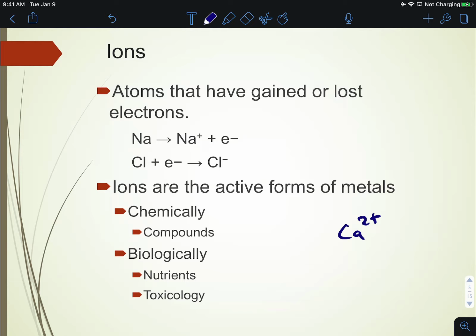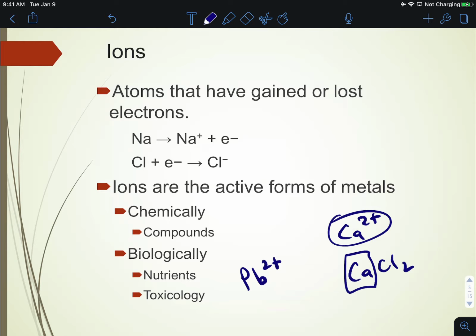When I think about a nutrient, you might take a calcium supplement because you're worried about osteoporosis, it might be in the form of calcium chloride. And this would dissolve in your stomach, and your body would ultimately collect that calcium in the form of calcium 2 positive to use it. And if I have a substance that has a toxicological effect like mercury or lead, it's the cations that are typically much more dangerous than the elemental metals.